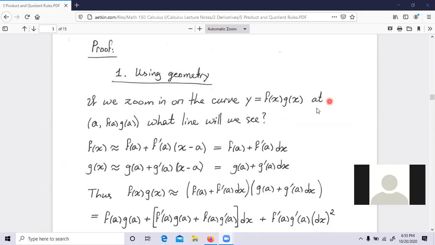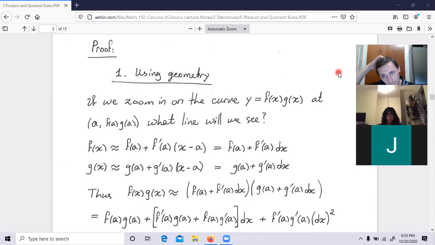Are we done there, guys? Foiling. Just multiplying those parentheses. We're done? So you carried it through, guys? Yes or no? Almost.